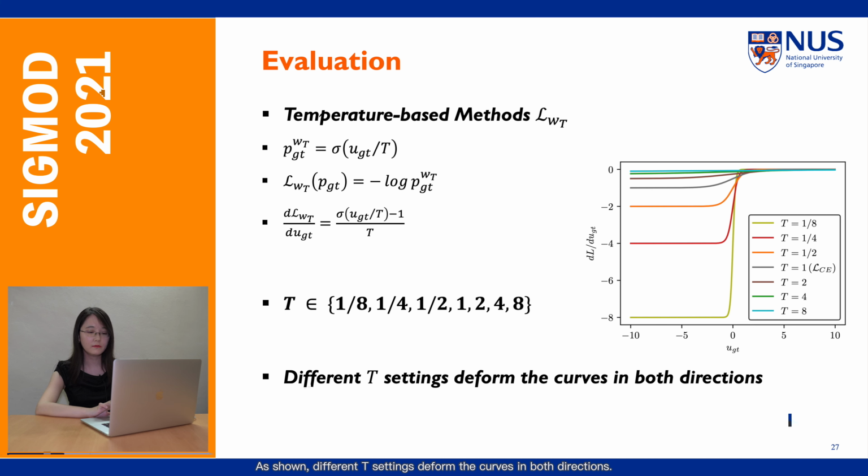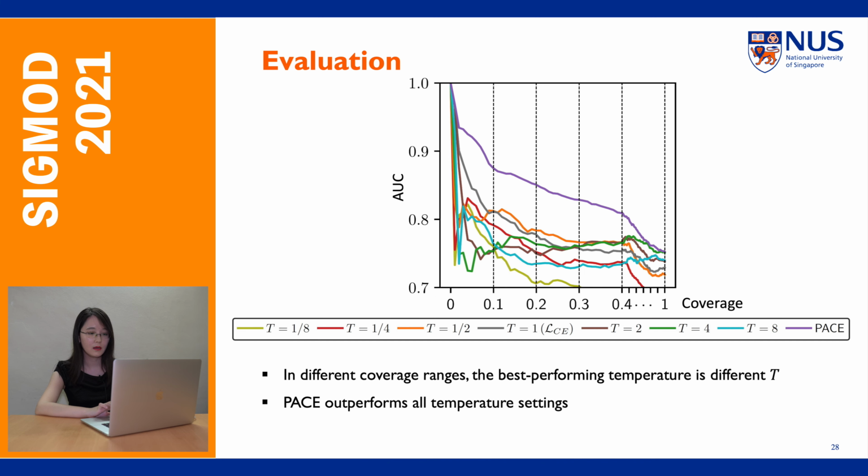As shown, different t settings deform the curves in both directions. We compare PACE with the temperature-based methods with different t settings. We find that in different coverage ranges, the best performing temperature corresponds to different t, which confirms the effect of temperature on model's performance. Also, PACE outperforms all different temperature settings, which validates the effectiveness of PACE in improving the performance on easy tasks.